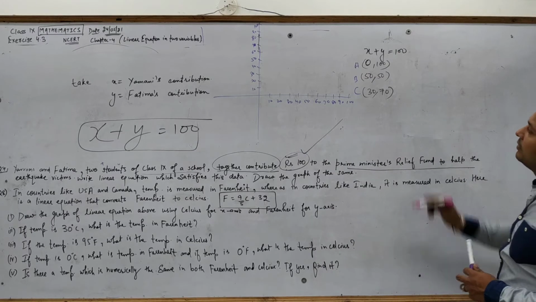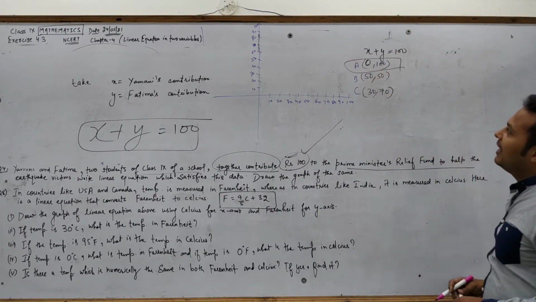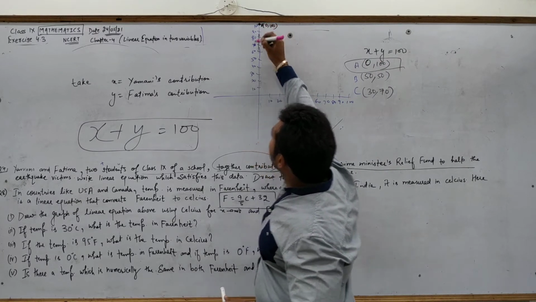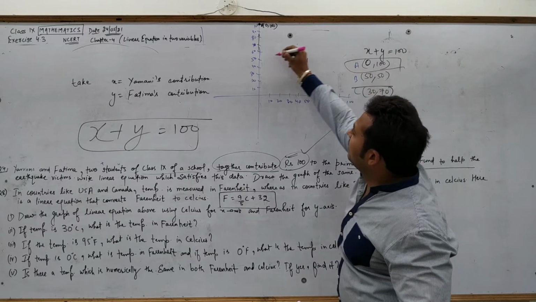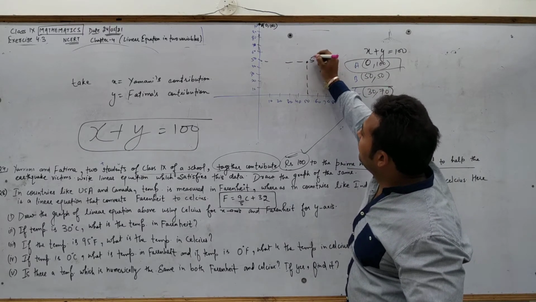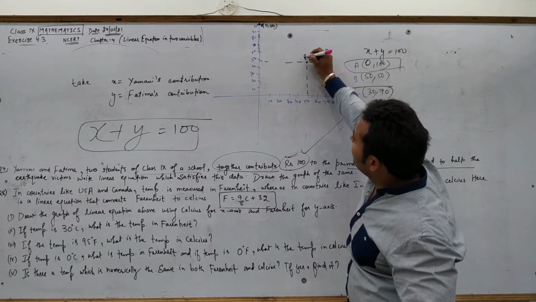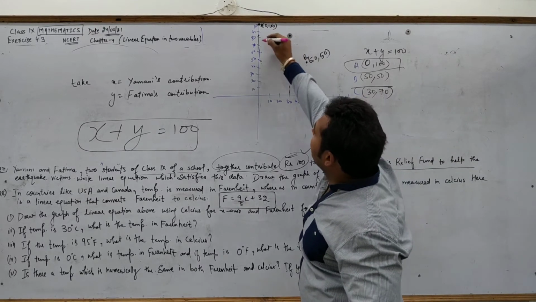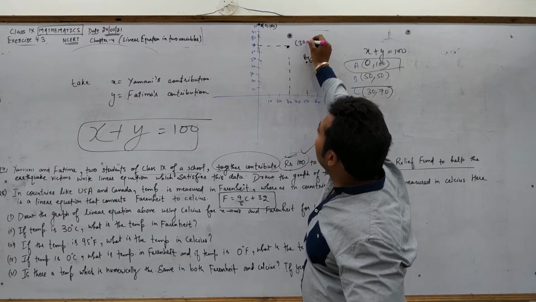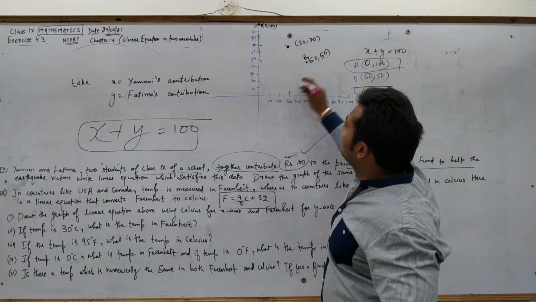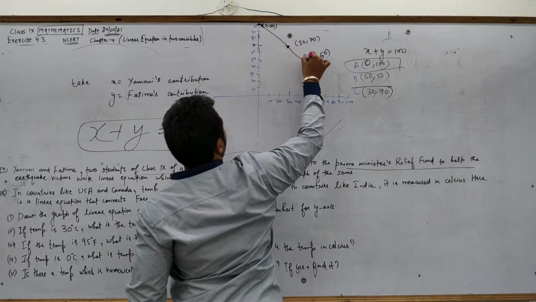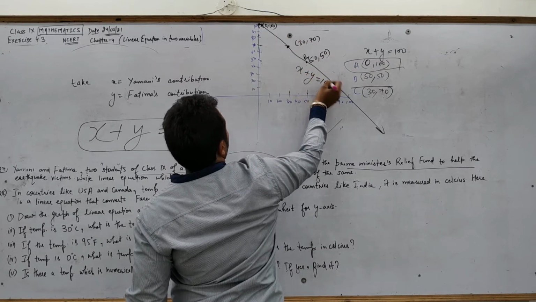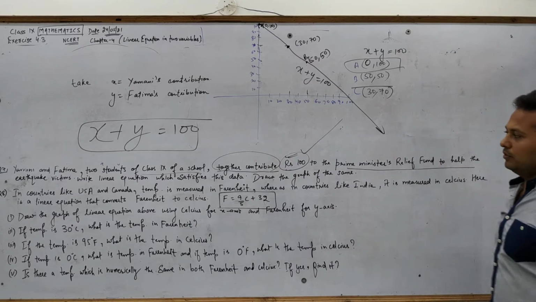Now the first point is 0, 100, means this point lies on the y-axis. Second one is 50, 50. And our third point is when x is 30, y is 70. Okay, now what are we to do? We are to join these points. So it would be the linear graph of their contribution. Okay bachche, it was an easy question.